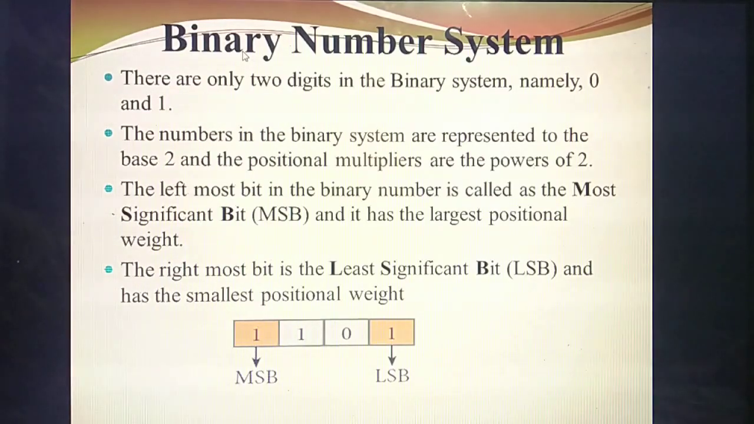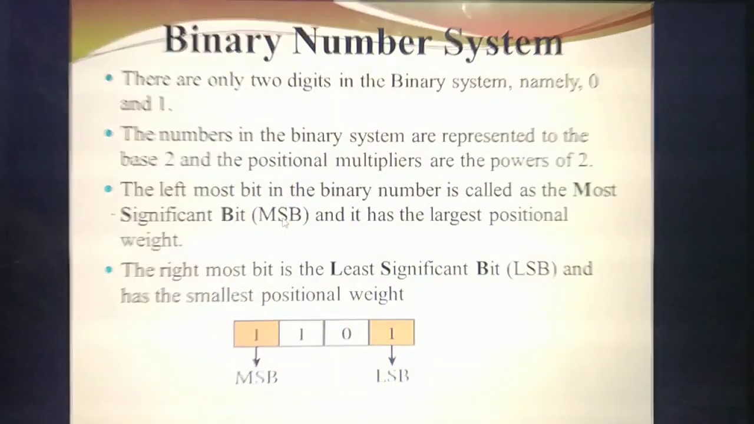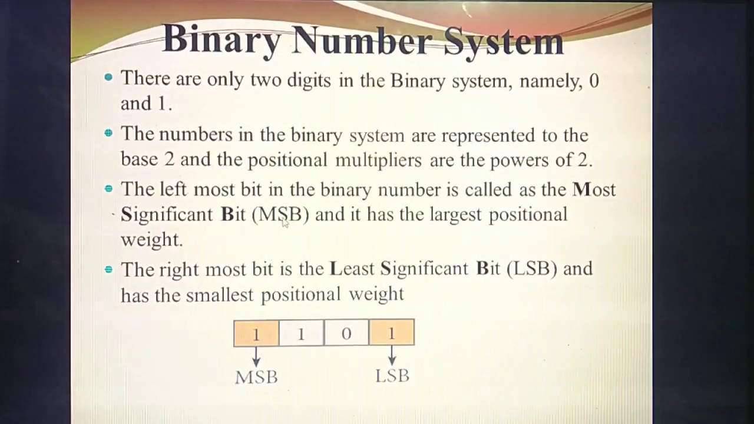Understand? That's the difference. So in the binary number system, you have 2 bits, MSB and LSB. MSB means most significant bit. This is an important 1 mark question. This MSB always has the largest positional weight. Important 1 mark question: which will have the largest positional weight? MSB. Next, this is the leftmost bit.